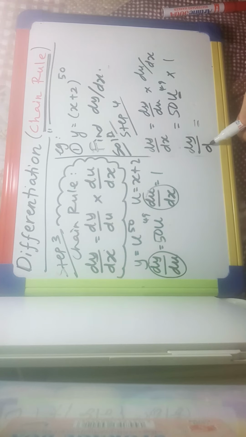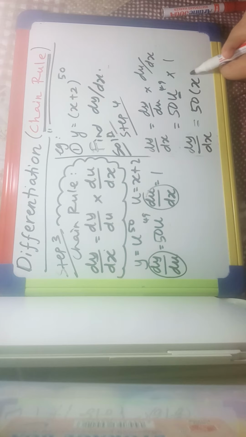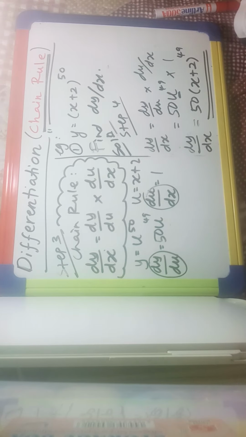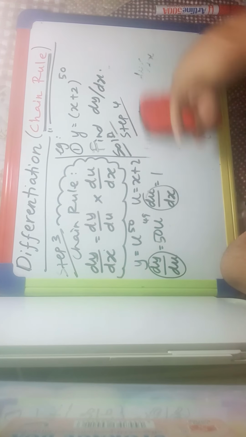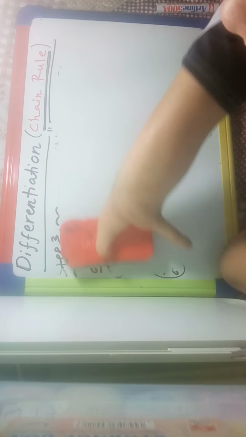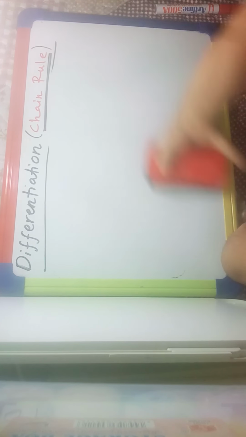dy over dx is equal to 50 in bracket x plus 2 to the power of 49. So this is our final answer, 50 in bracket x plus 2 to the power of 49. Okay, let's have a look at the second example. Next example, question number 2.